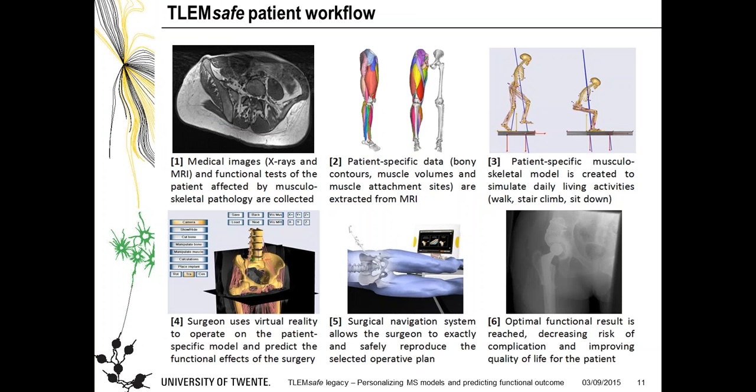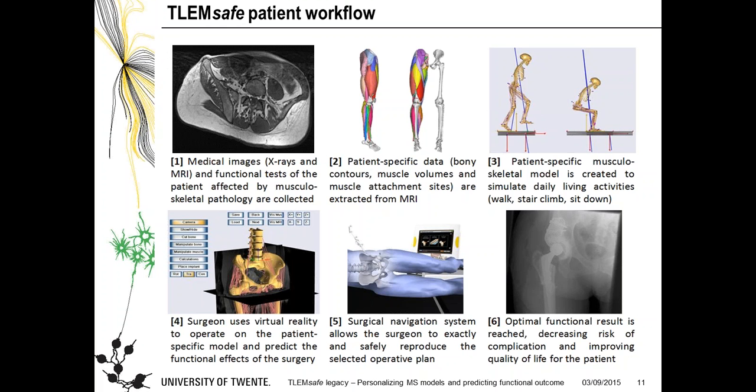In this slide, I briefly recap the different steps of the TLEMsafe patient workflow. Medical images and functional measurements of the patients are used to extract personalized parameters of his musculoskeletal system, such as bone surfaces, position of muscle attachment sites and muscle volumes, or muscle tendon parameters, in order to create a patient-specific model. The model is then loaded into the virtual reality environment where the surgeons can pre-plan different surgical procedures and evaluate the functional effects on the patient.